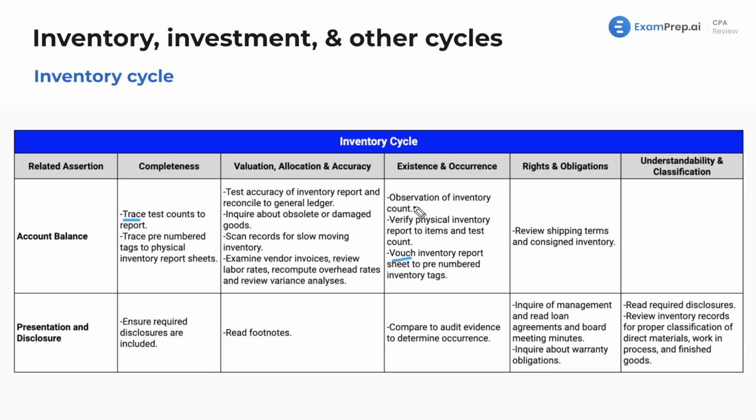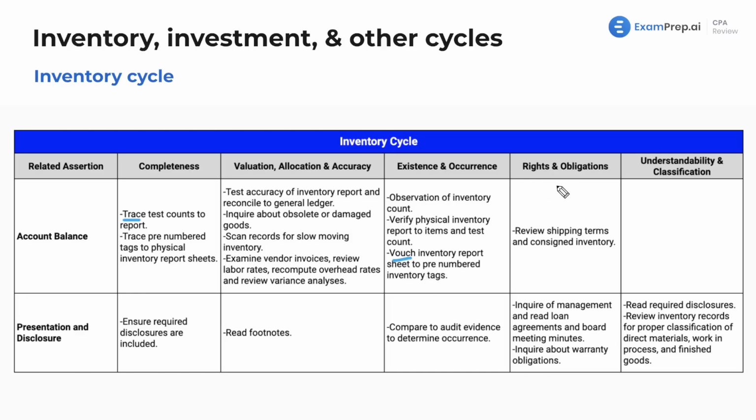Here you could just simply observe the inventory count, verify that the items actually exist in the warehouse or the factory. Those are obviously going to help you make sure that whatever this is exists. And then in this case, vouching, because you want to make sure that whatever is listed on the accounting reports actually exists in real life. So you're going to vouch the inventory report sheet to pre-numbered inventory tags.